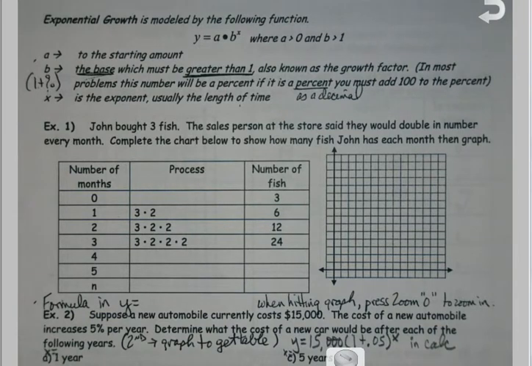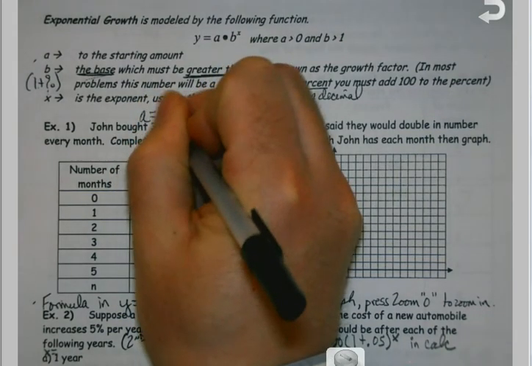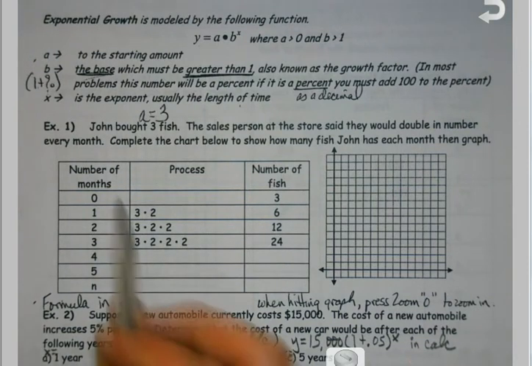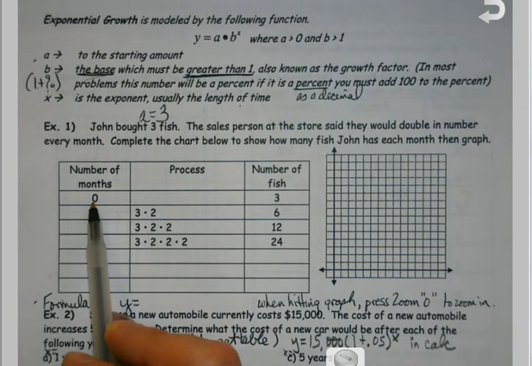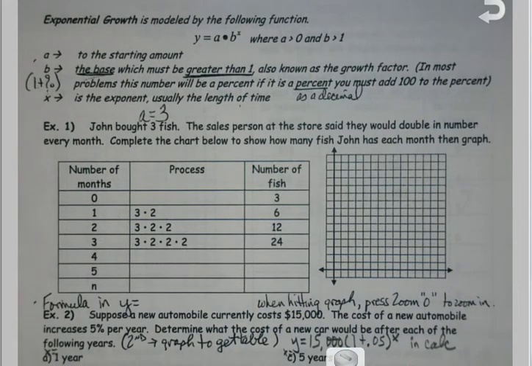Okay, here's our first thing. If we were putting this into the formula, John's starting with 3 fish. That would be my A value, my starting amount. So, in month 0, when I first purchase them, we have 3 fish. If you multiply something by 2, it's the same as doubling it. So, what we're going to do here is go ahead for now and build this chart and keep multiplying by 2.